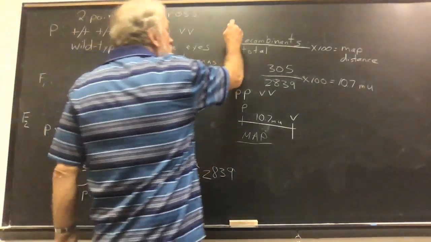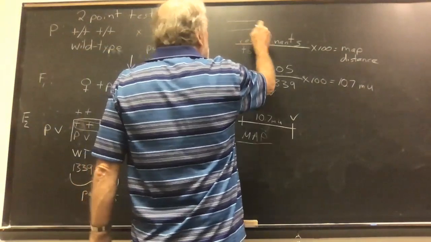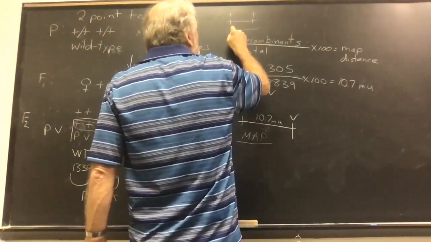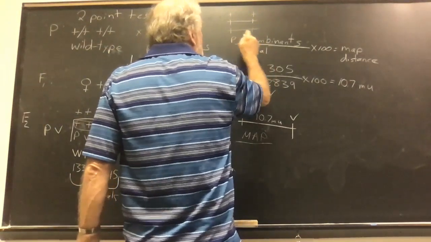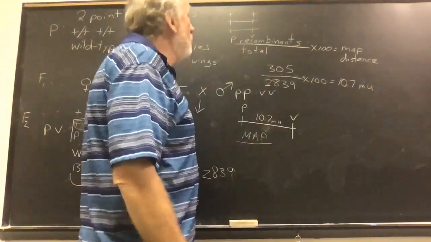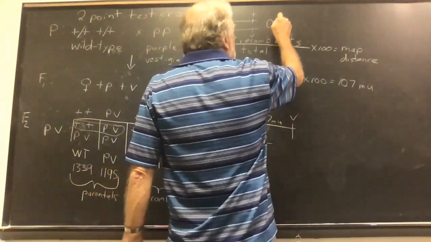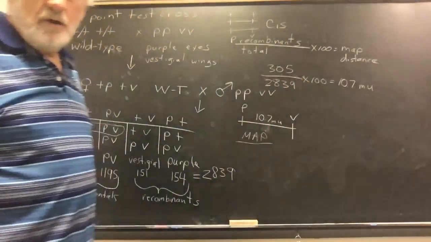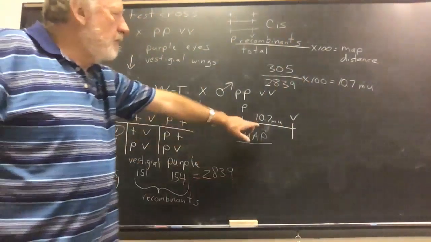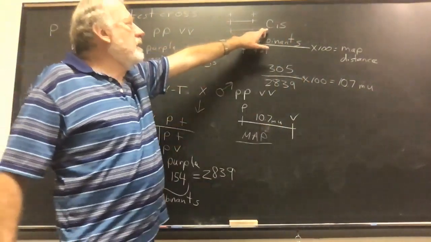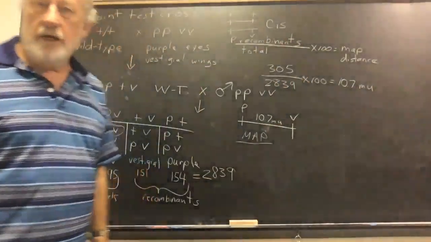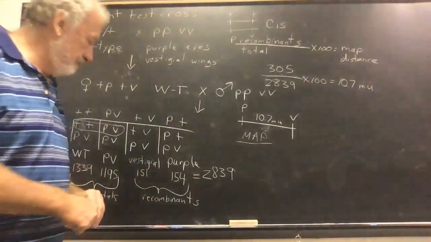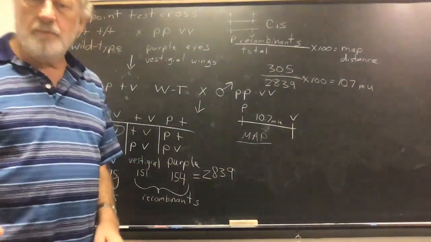And I already wrote this up here, but I guess I'll do it again. Dominants on the same homolog, both recessives on the other homolog, and this shows that this is a cis or coupling configuration. So that's all we need to do, figure our map distances and our allelic configuration, and that is all concerning that problem. I'm going to do one other problem.